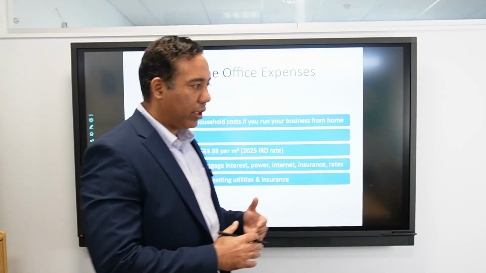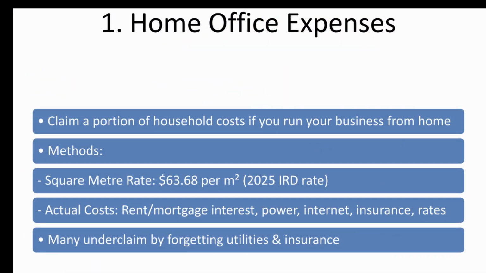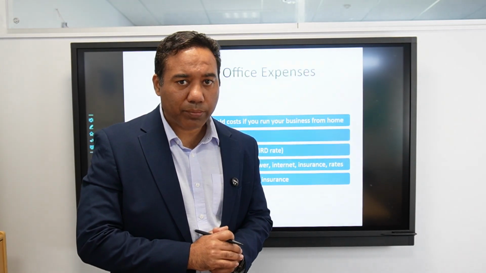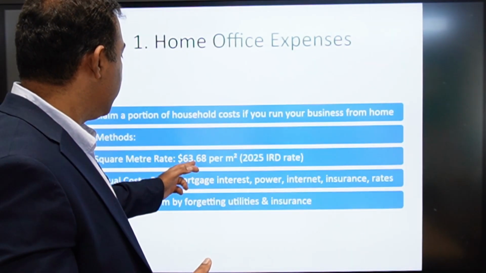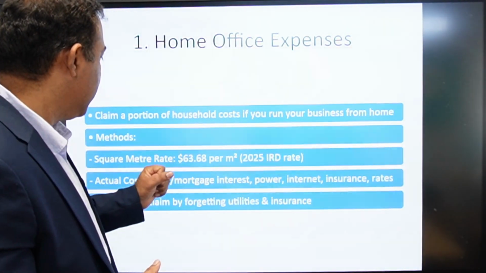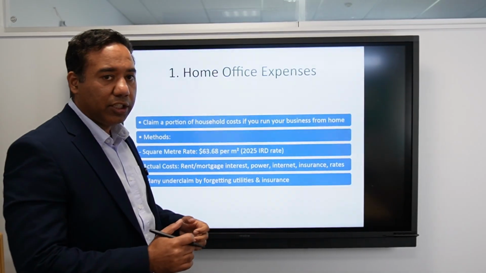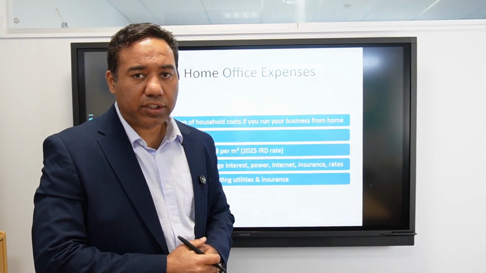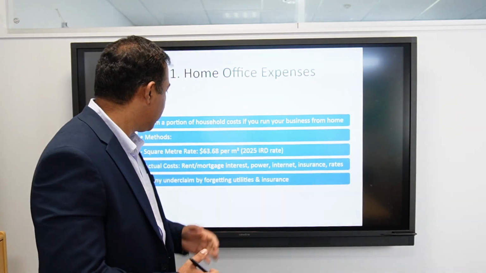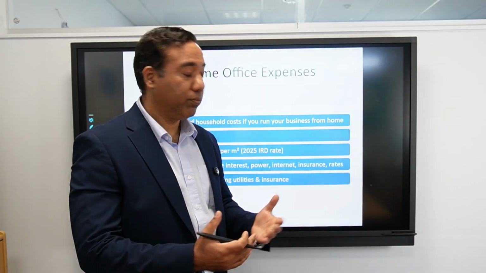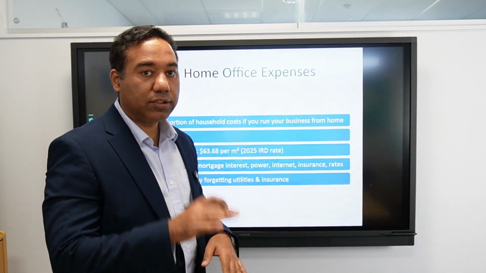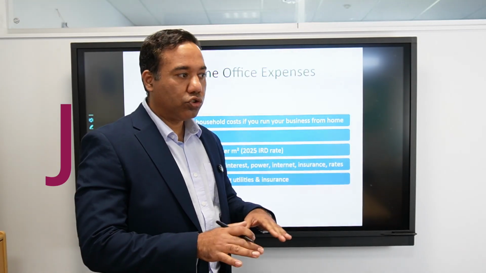And if you want to use the guidelines by the tax department, we don't have to go through itemizing each and every single thing. We can just look at the square meters of the total area and times that by $63.68. Imagine your house is 100 square meters and you're using 30 of those square meters. So 30 times $63, about $2,000 worth of expenses that we can claim that you might be missing out on without doing any calculation. Just times it by 63, job done.